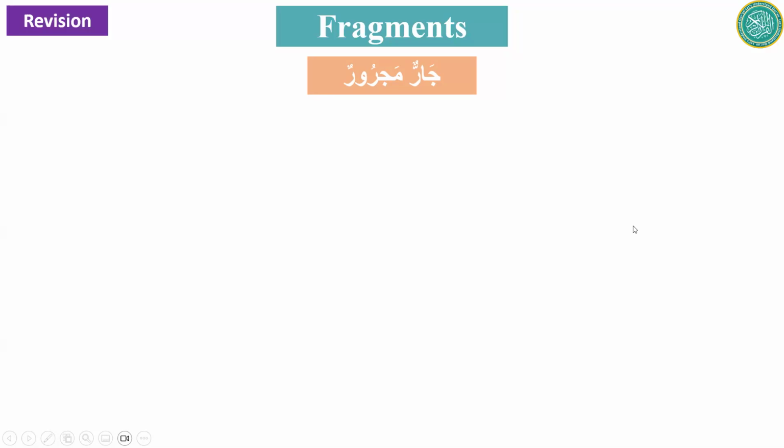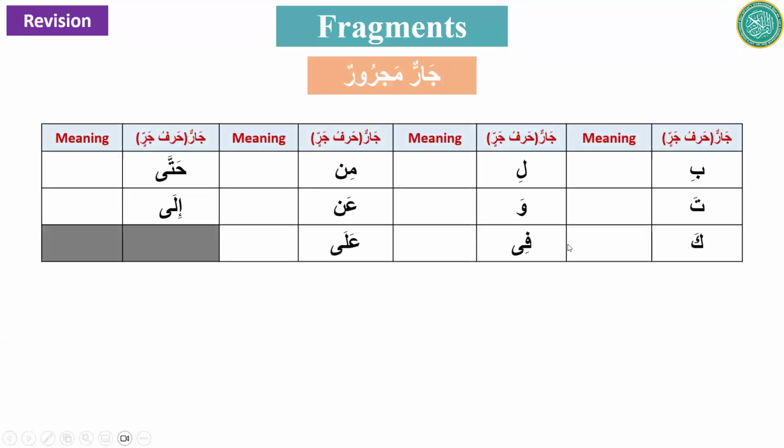Bi, ta, li, va, fi, min, an, ala, hatta, ila. Good job. What's the meaning of Bi? With. Ta, whereby. Ka, like. Li, for. Wa, swear by. It can also mean in, and. If it means and, is that a jar then? No. Fi, in. Good. Thank you, Ali.